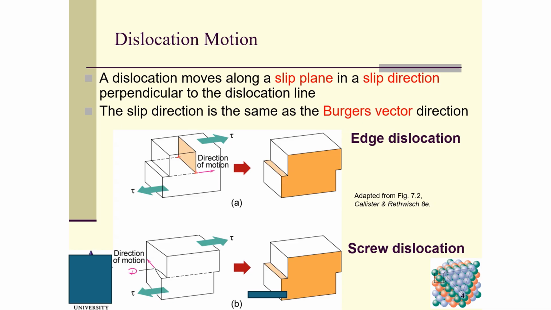You can recall that we have two major kinds of dislocations. One is called edge dislocation, and one is called screw dislocation. Screw dislocation motion is rotating, and edge dislocation motion is a translation. You can see in figure A and figure B the difference between edge dislocation and screw dislocation.